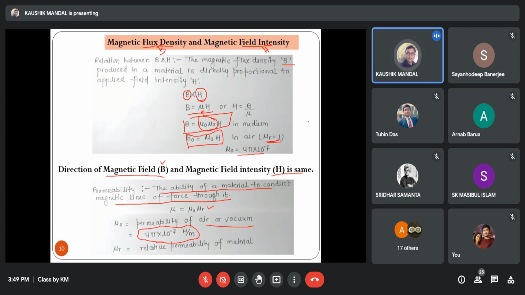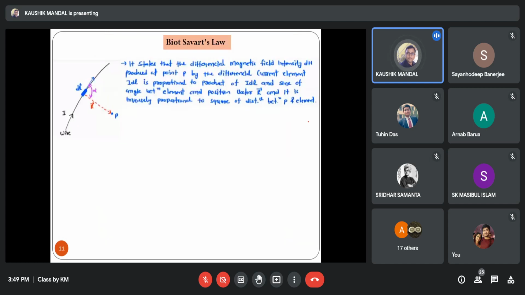So these are the basic discussion related to magnetostatics. Now with this basic idea, we are moving to the Biot-Savart's law.